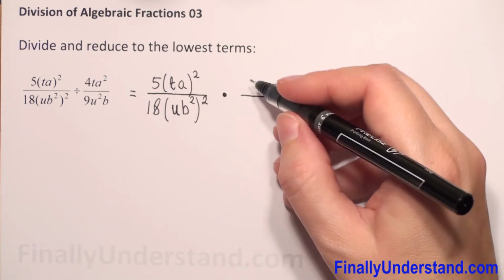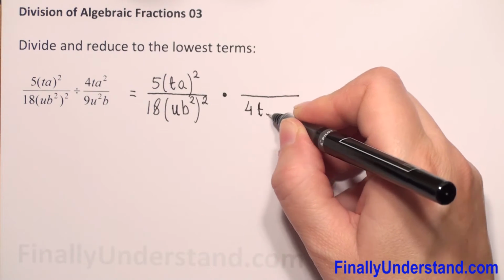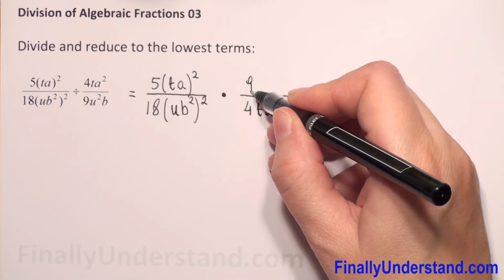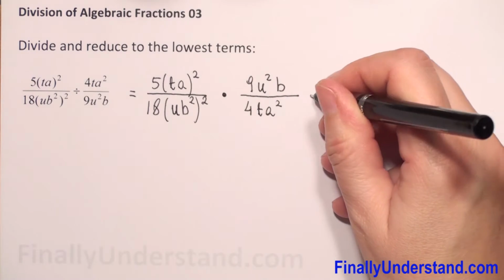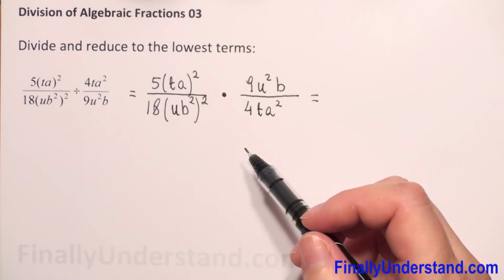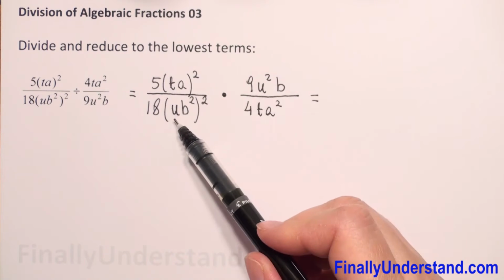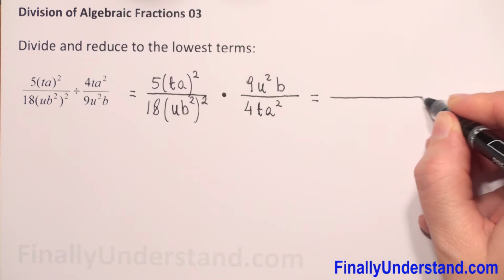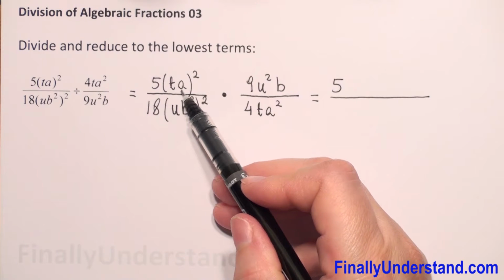It means the numerator will go to the denominator, so it will be 4ta squared, and the denominator will go to the numerator, so it will be 9u squared b. Next, we have to do multiplication of fractions, so numerator times numerator, denominator times denominator. So we will have 5, and we have ta to the second power.